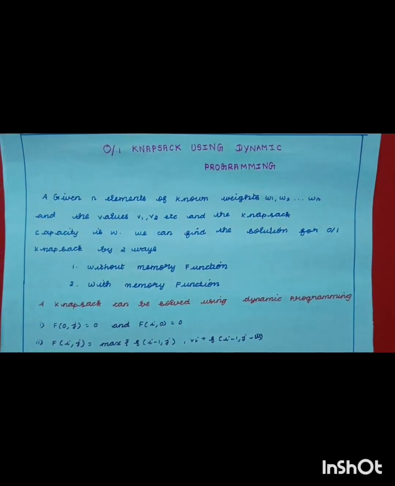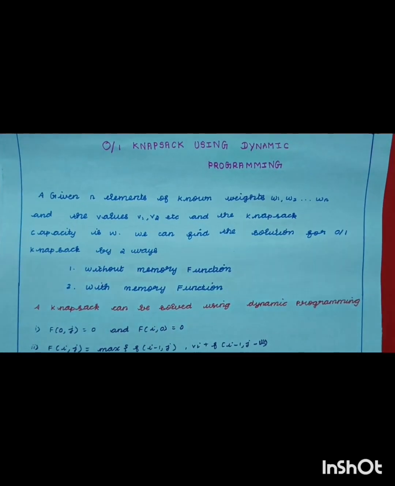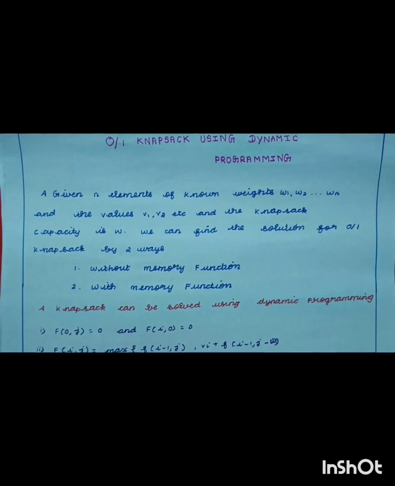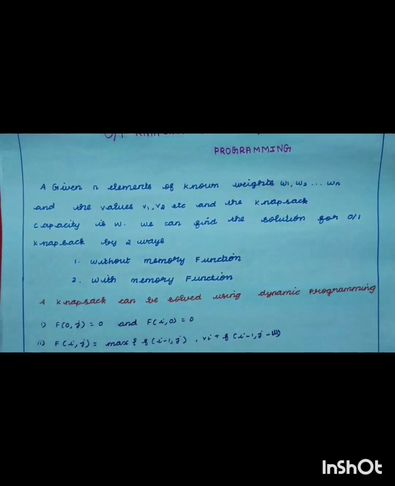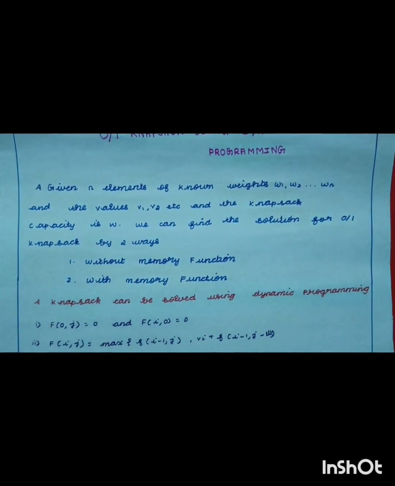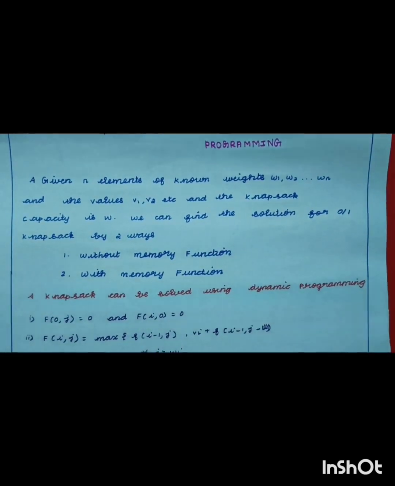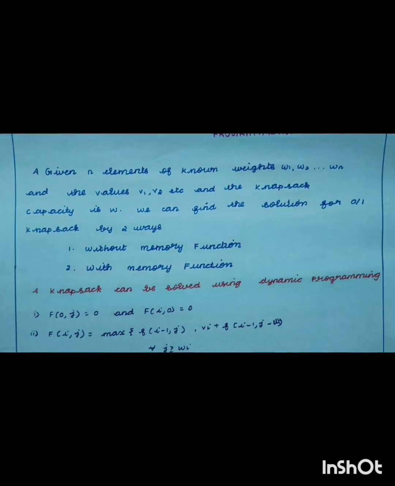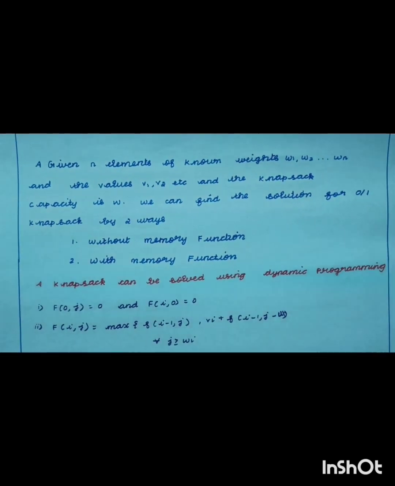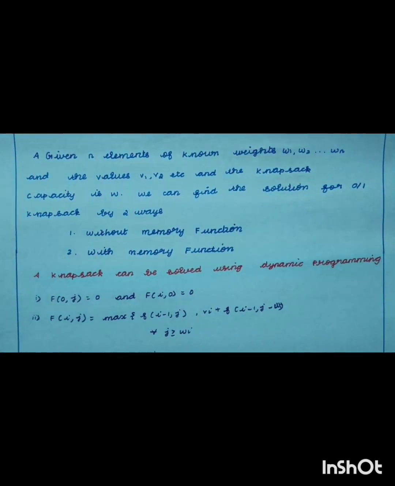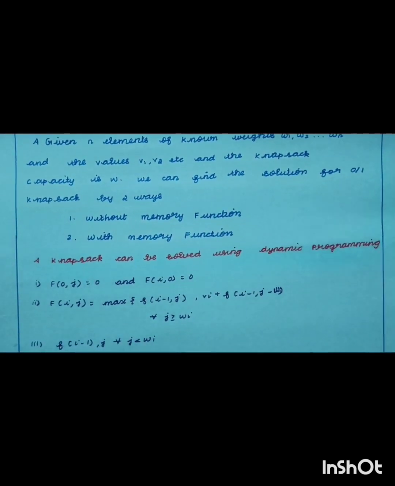Hi friends, today we are going to see about 0-1 knapsack using dynamic programming. Given n elements of known weights W1, W2 till Wn and the values V1, V2 etc., and the knapsack capacity is W. We can find the solution for 0-1 knapsack in two ways, without memory function and with memory function. And knapsack can be solved using dynamic programming.